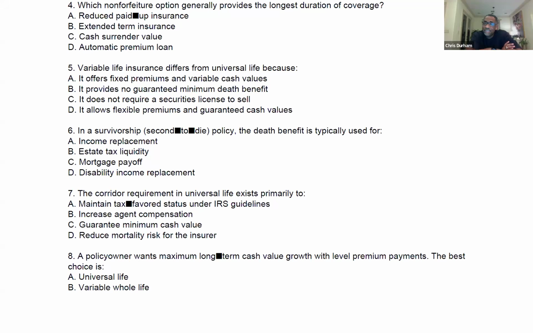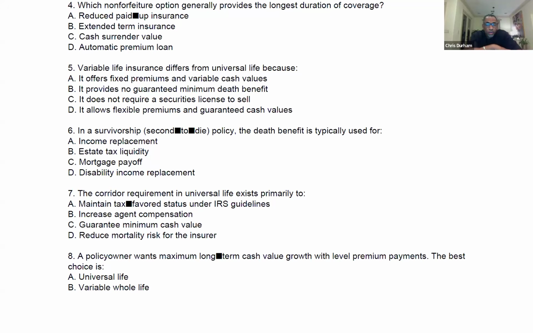All right. Next. Number seven, the corridor requirement in universal life exists primarily to A, maintain tax favored status under IRS guidelines, B, increase agent compensation, C, guarantee minimum cash value, D, reduce mortality risk for the insurer. And I'm gonna need some help on this one because that corridor is throwing me off.